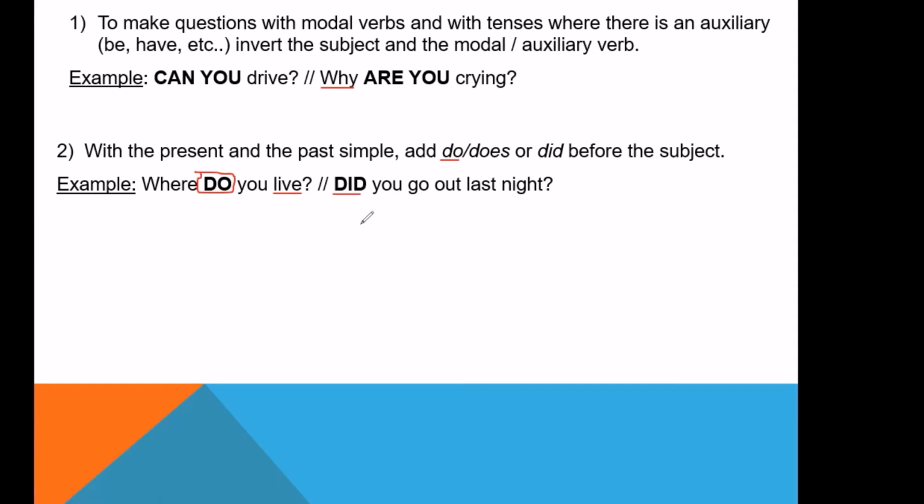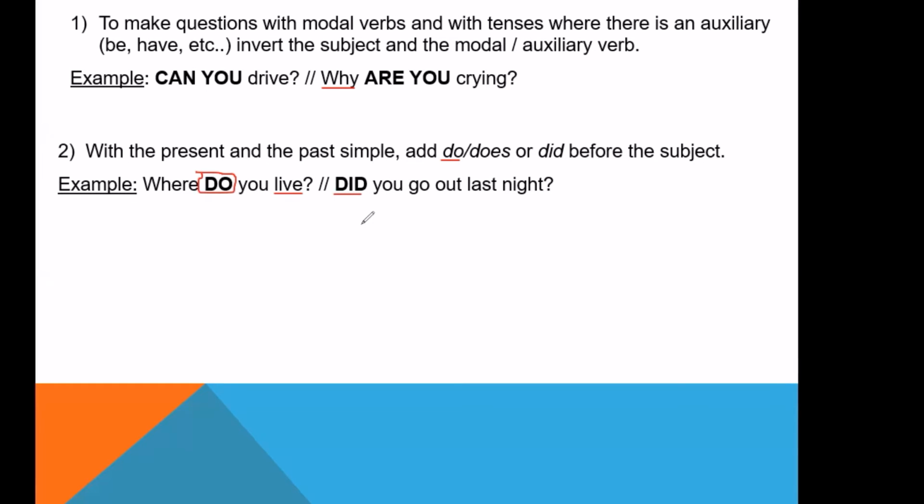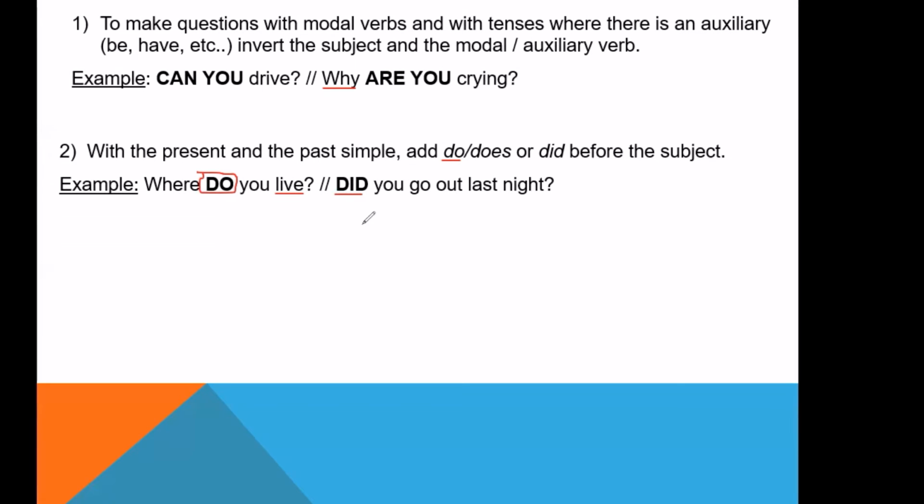Let me tell you another example. Do you live in Brazil? Yes, I do. No, I don't. Do you speak French? Yes, I do. No, I don't. Did she talk to you last night? Yes, she did. No, she didn't.